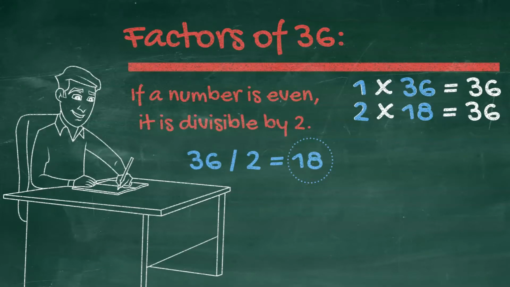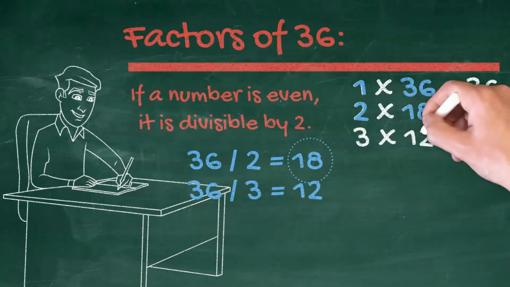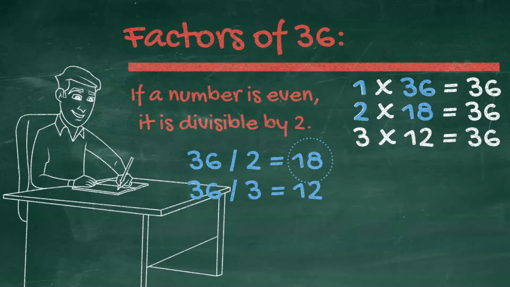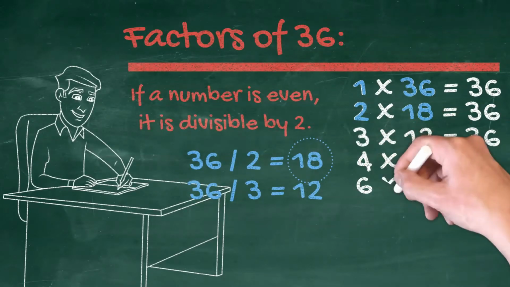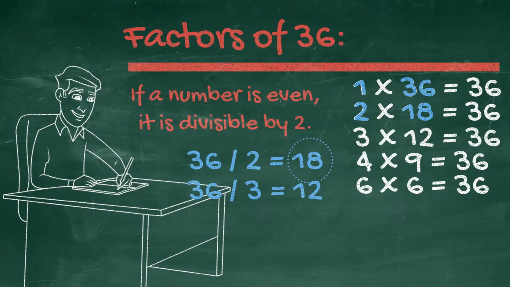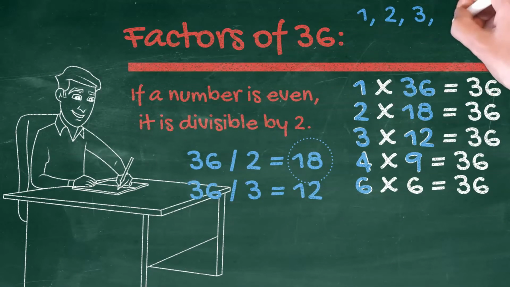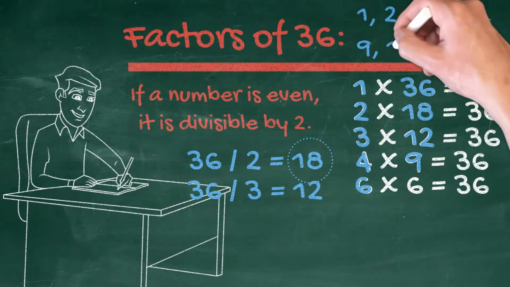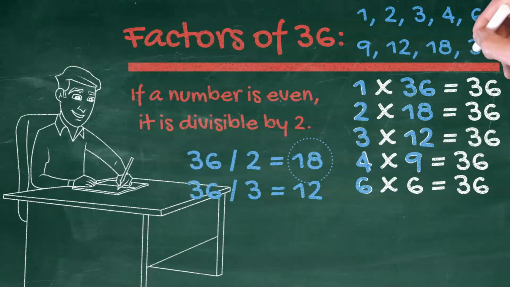Now check to see if it's divisible by 3. 36 divided by 3 equals 12, so now we know that 3 and 12 are also factors of 36. Next, check to see if 4 is a factor, then 5, then 6. When checking to see if 6 is a factor of 36, we see that 6 times 6 equals 36, so we have a matching pair of factors. Our complete list of factors of 36 is 1, 2, 3, 4, 6, 9, 12, 18, and 36.